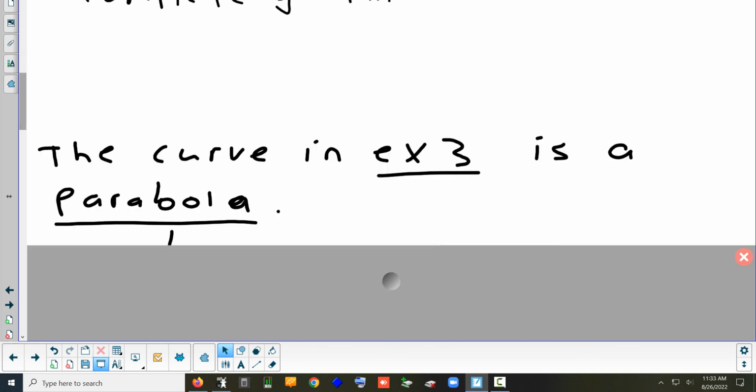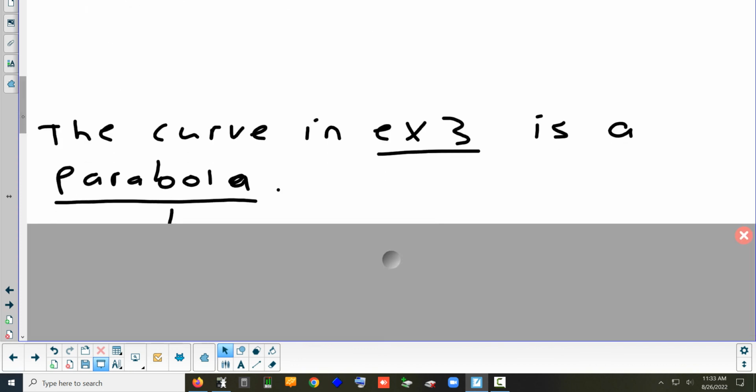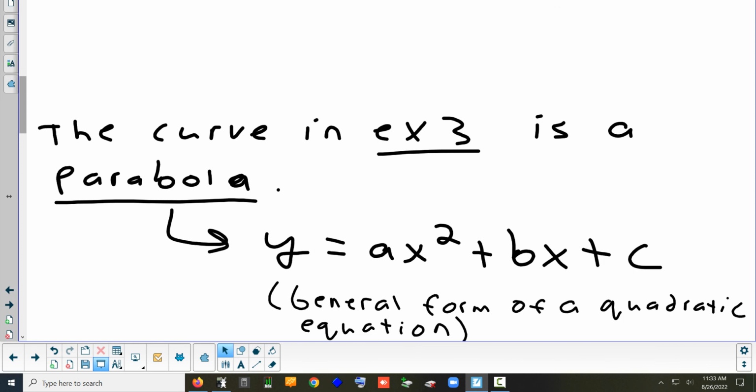So that particular curve, when you graph something that has a degree 2 polynomial, call it a quadratic, that's a parabola. The general form of a parabola is this. It's the type of thing you see when you're going to factor quadratic equations. Ax squared plus bx plus c.